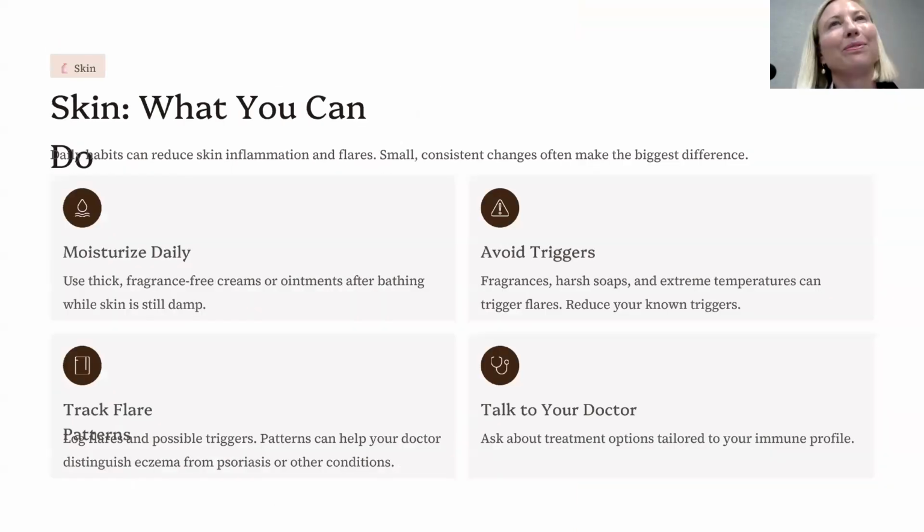So what can you do? This is also one of those areas where daily habits can make a really big difference. Moisturizing regularly, especially with thick fragrance-free creams, can really help restore the skin barrier. Avoid triggers like harsh soaps or fragrances. Extreme temperatures can also reduce any kind of flare. Track patterns. Just noticing when flares happen and what might have triggered them can be incredibly helpful information you want to bring to your doctor.